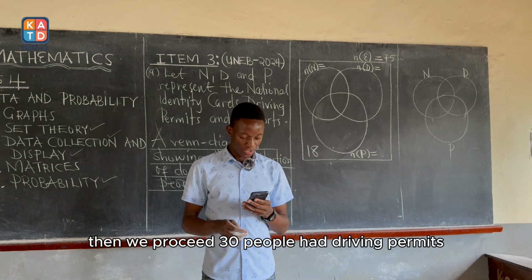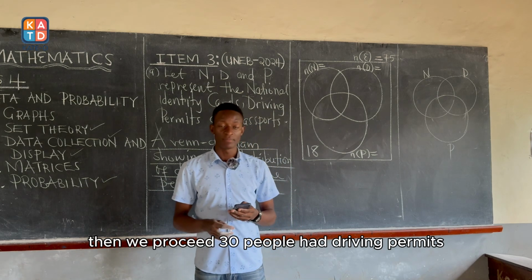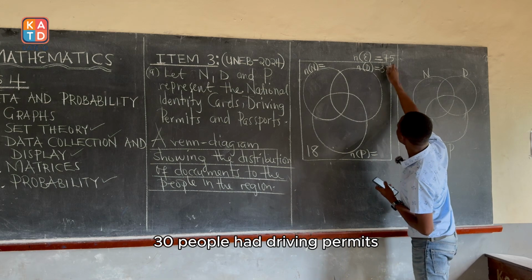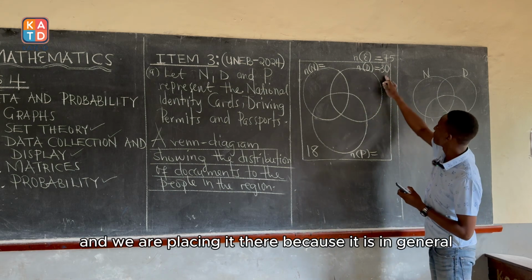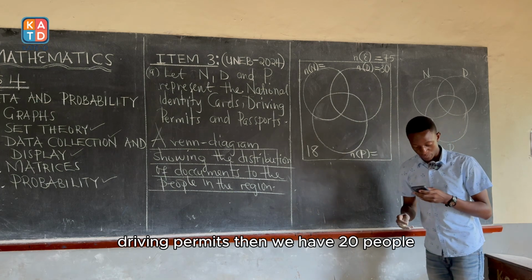Then we proceed. 30 people had driving permits. So we locate where driving permits is. 30 people had driving permits, and we are placing it there because it is in general, driving permits. Then we have 20 people.